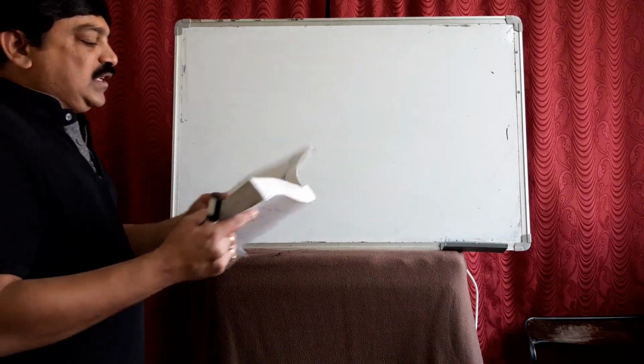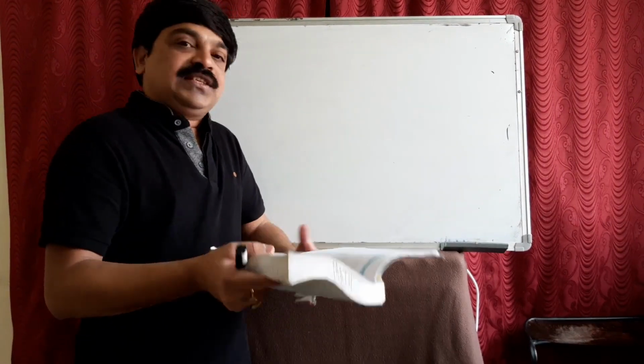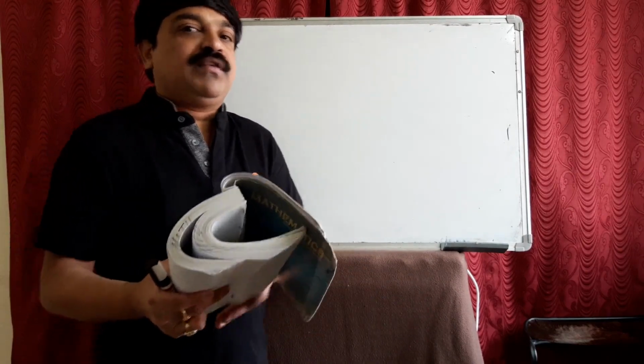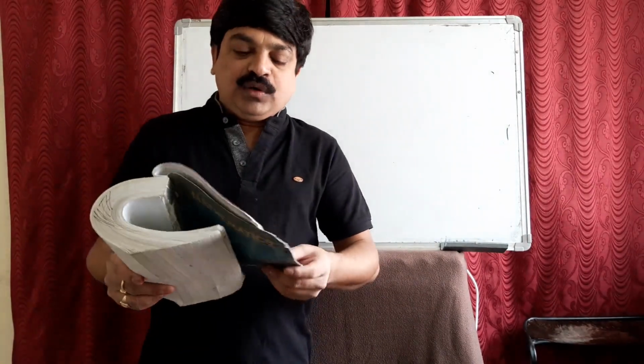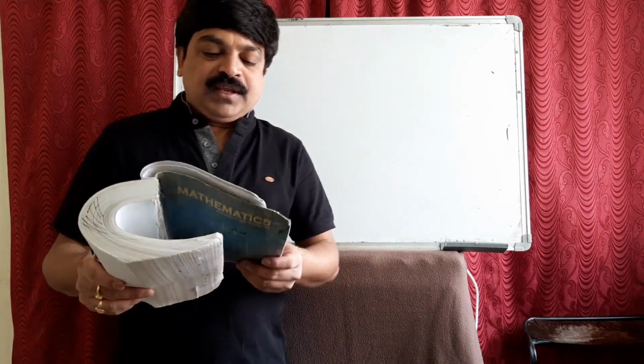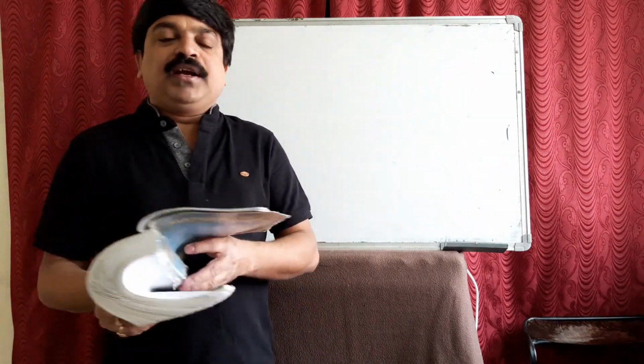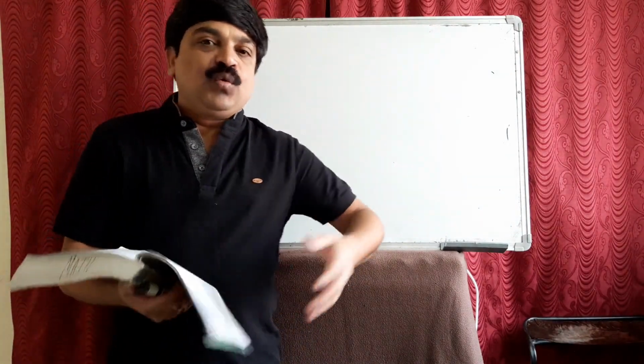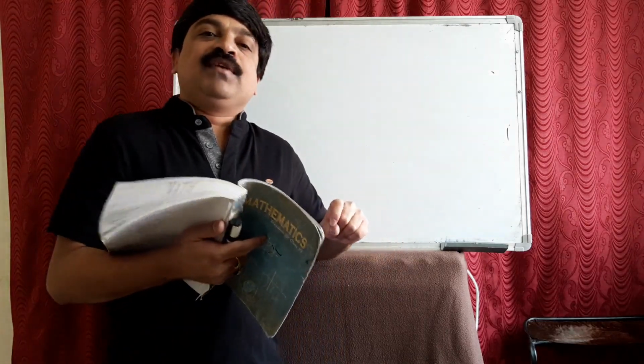In exercise 1.2, the first one: which of the following are examples of a null set? That means which don't have any elements. I'll read out each and every question and teach you. Set of odd natural numbers divisible by 2. Null set. There are no such natural numbers. Set of even prime numbers. It is not a null set because there is one number which is even and also prime.